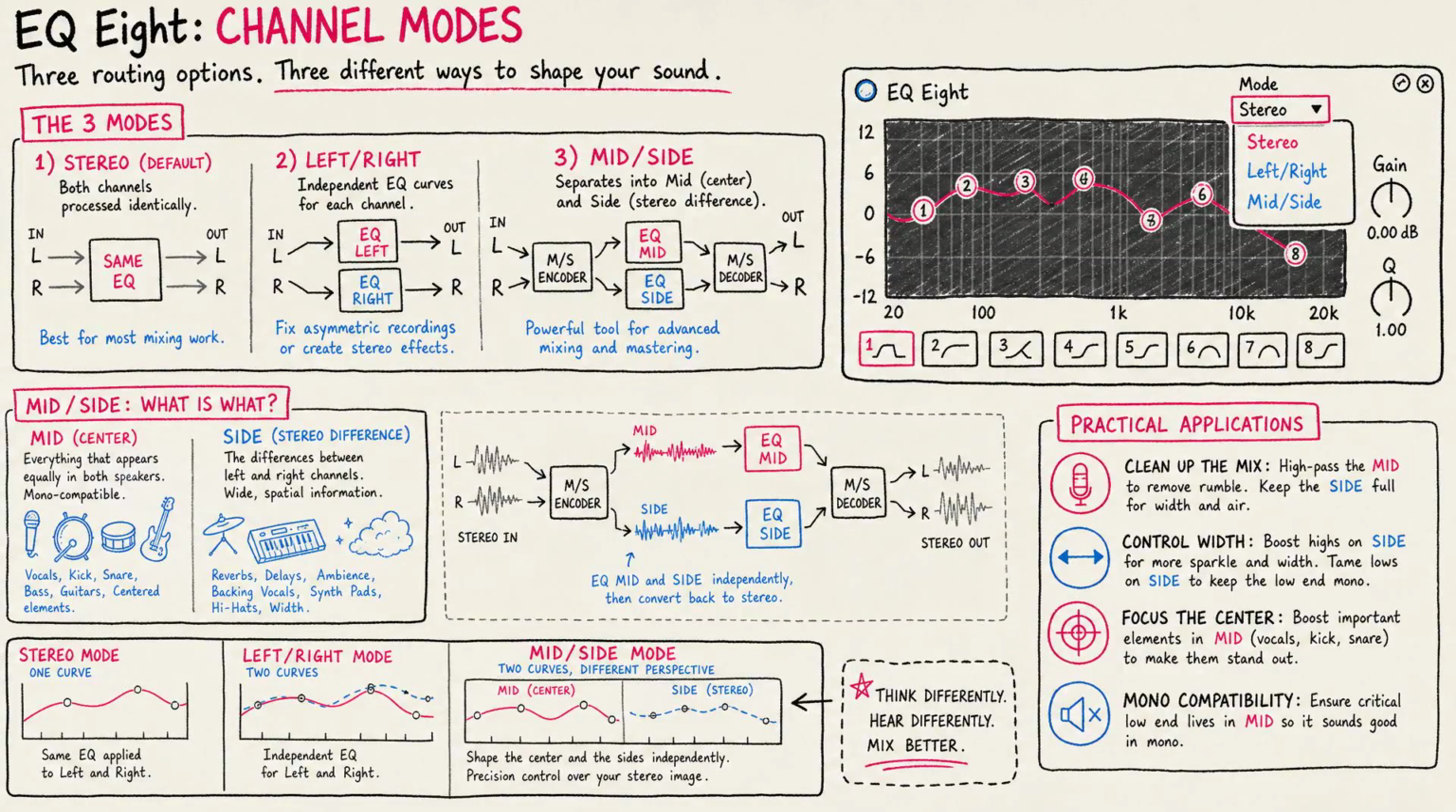Mid-side separates the signal into mid, which is center and mono content, and side, which is the stereo difference components, allowing you to EQ them independently. This is one of EQ8's most powerful features for advanced mixing and mastering work.